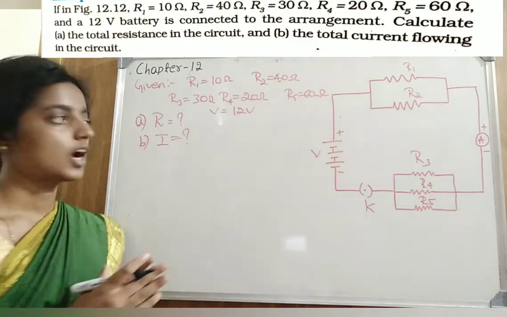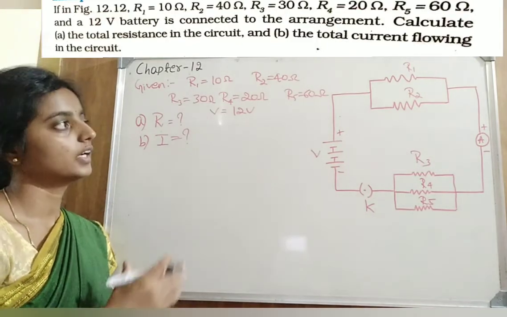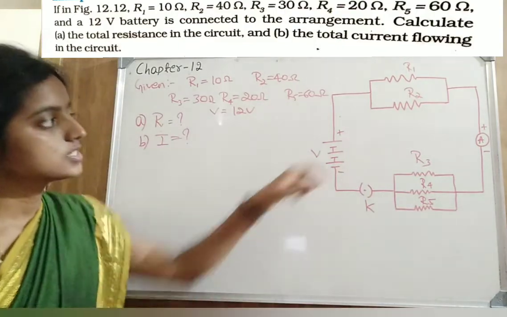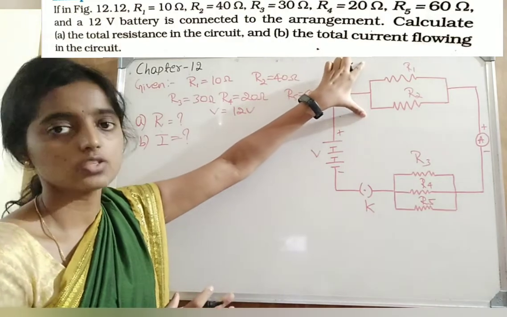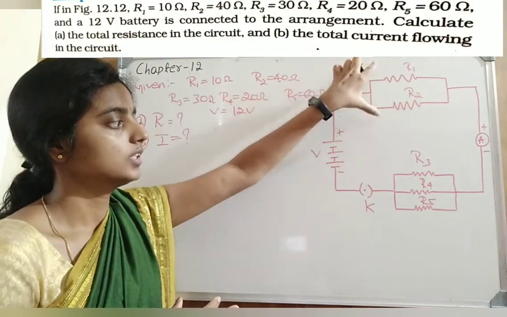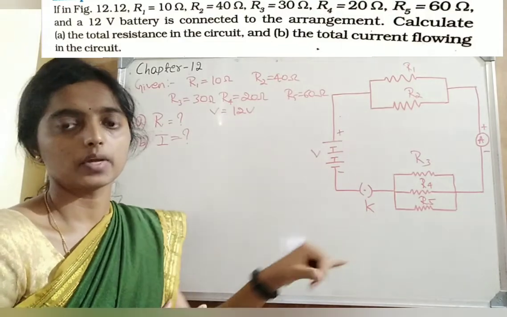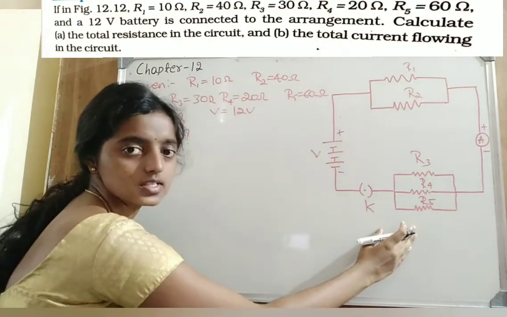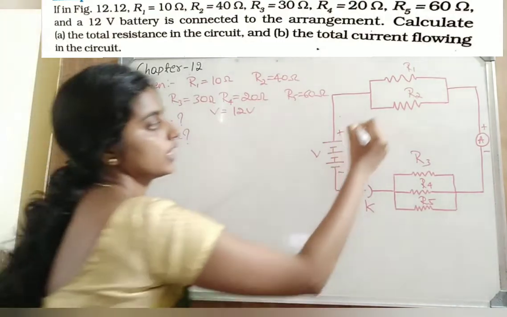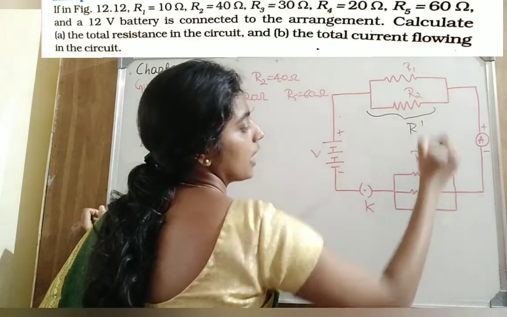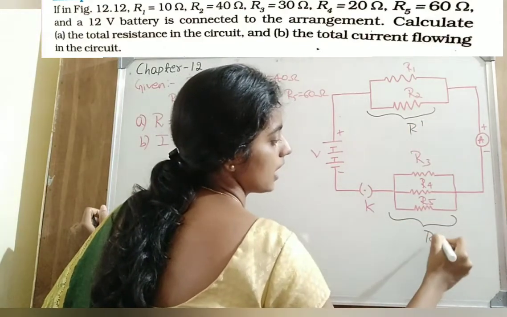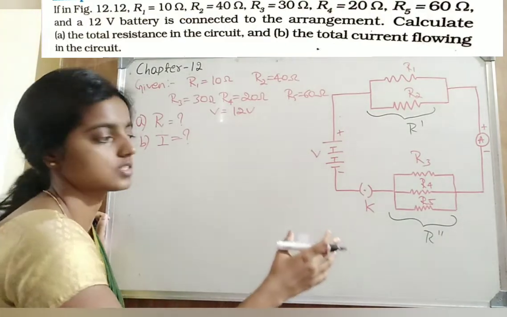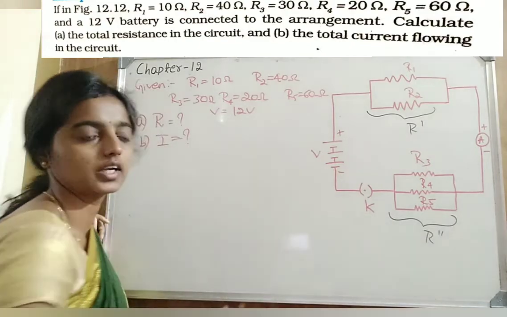See here, we can't just use the parallel formula like 1 by R1 plus 1 by R2 plus 1 by R3 till 1 by R5, since in the diagram we can clearly see that the parallel resistors are arranged in two compartments. So let us solve first this set of parallel resistors and next this set. For the first let us take R dash and this one let us consider as R double dash. Later on, to find the total resistance, we will add this R dash and R double dash.